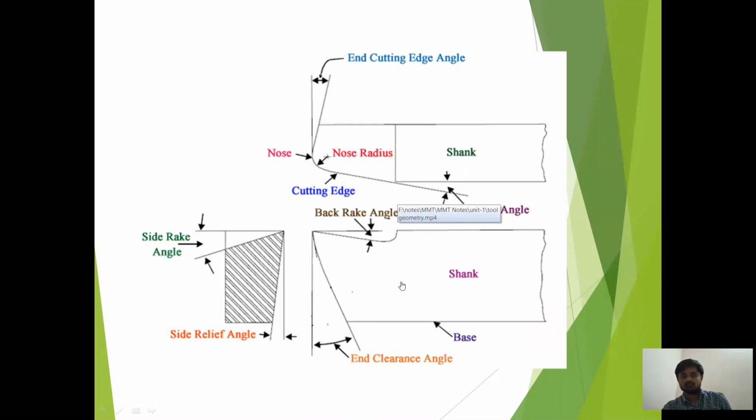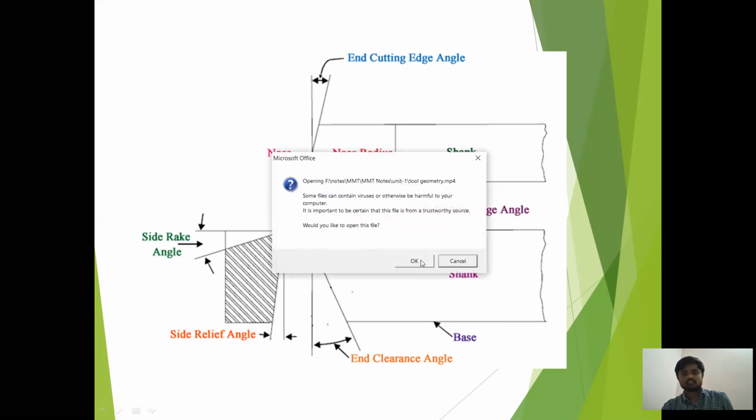You will get these angles if you observe the cutting tool in different directions. Here this is the back rake angle, and this one is the end clearance angle, and these are the side rake angle and the side relief angle, end cutting edge angle, and this is the side cutting edge angle. So you can see these angles.